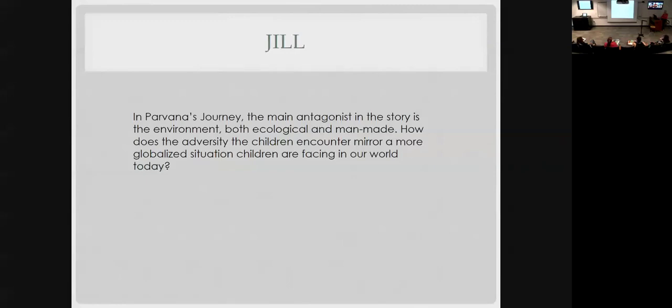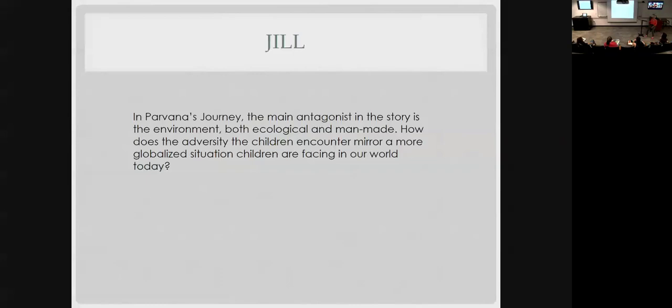Jill asks, in Parvana's journey, the main antagonist in the story is the environment, both ecological and man-made. How does the adversity the children encounter mirror a more globalized situation children are facing in our world today? That goes back to Greta and the others. I felt compelled to include that because we're talking about this globalization. This is not just in one spot.